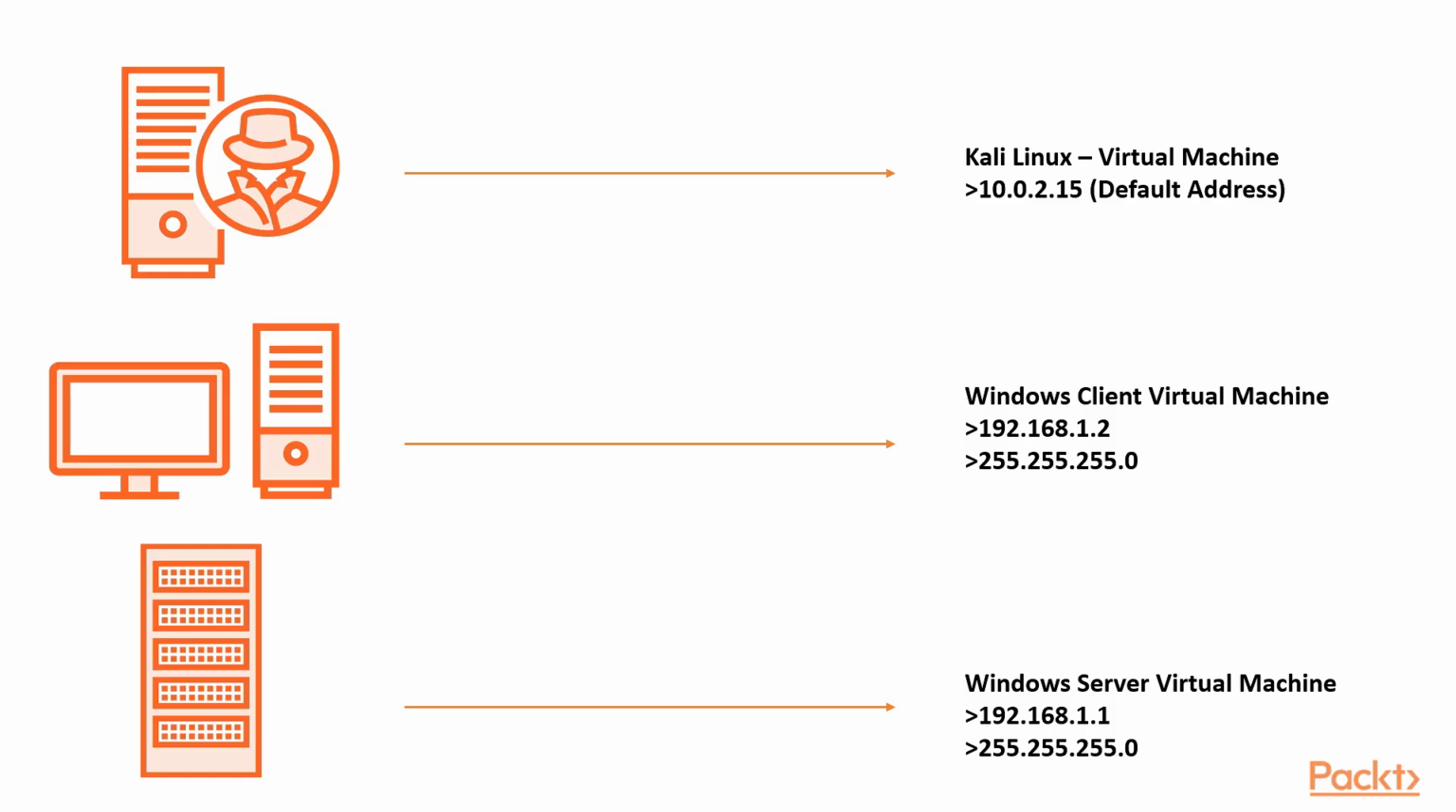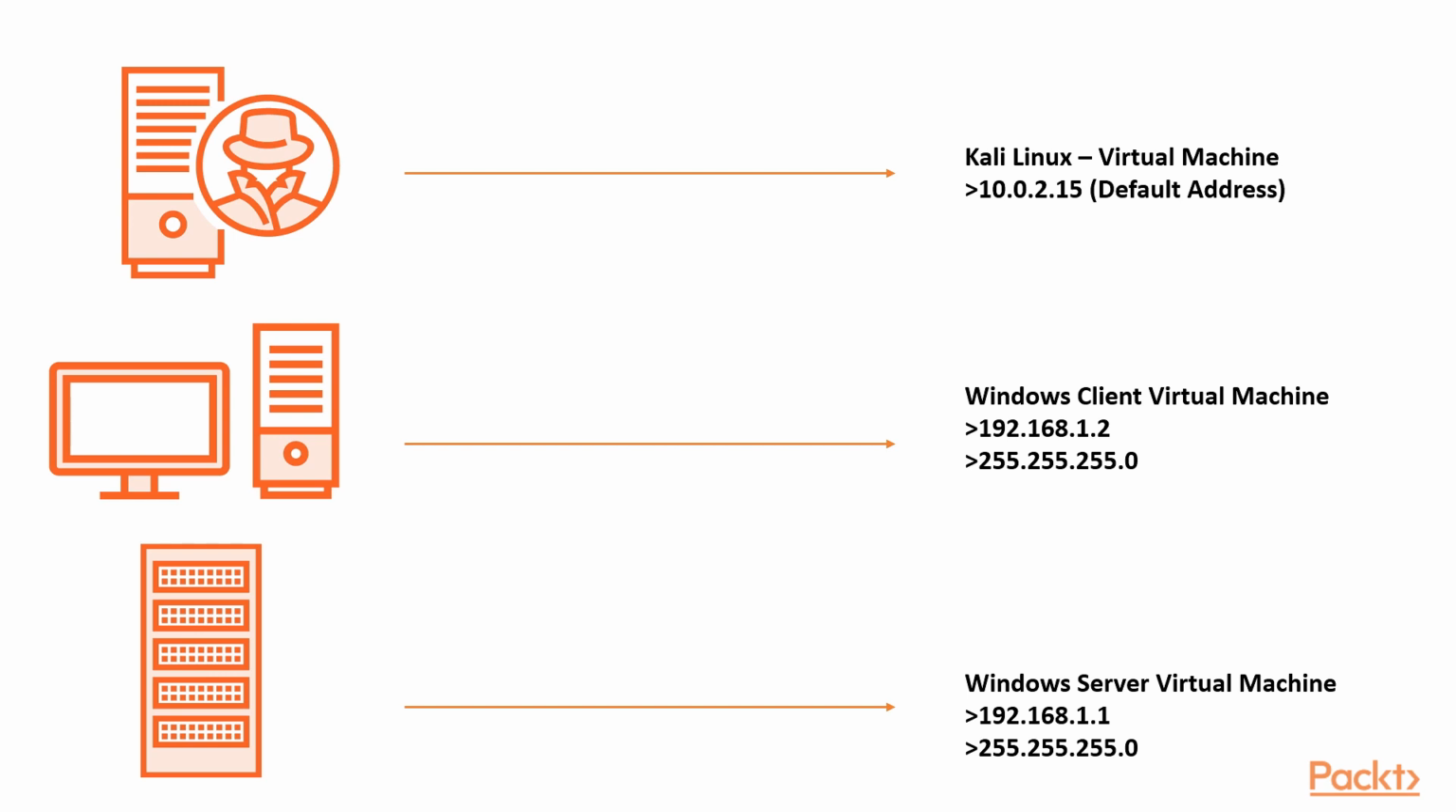In order to do a proper pen test, we have to have a proper lab. So basically, you're going to have a Kali Linux machine, a Windows client, and a Windows server. Now, how this will work is very, very simple. If you have a router, ensure that your router's DHCP is enabled. That way, each and every machine will get an IP address.